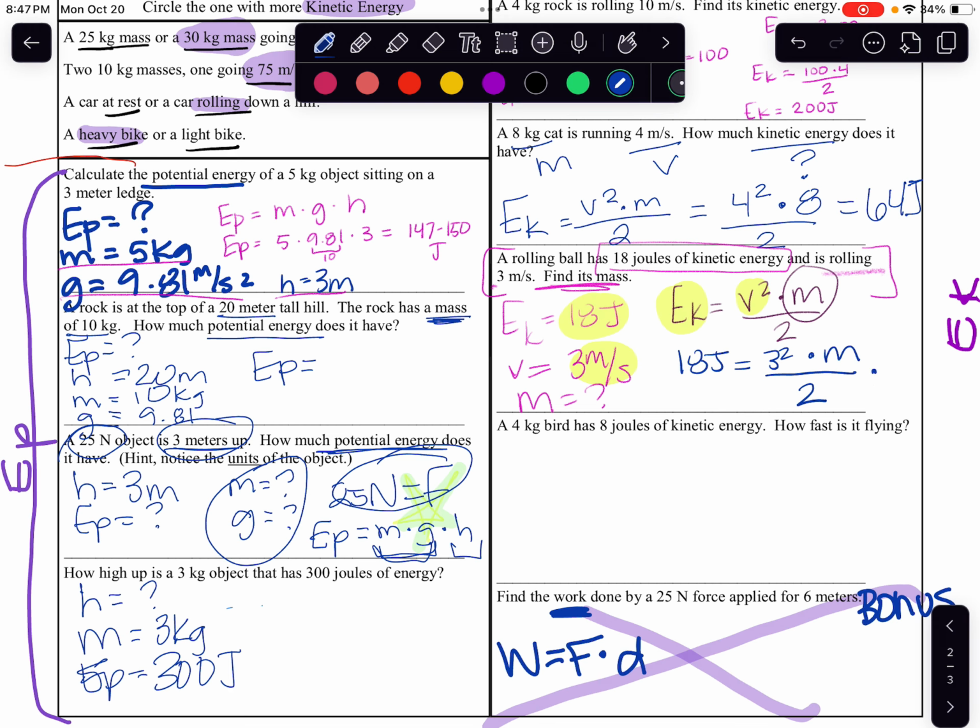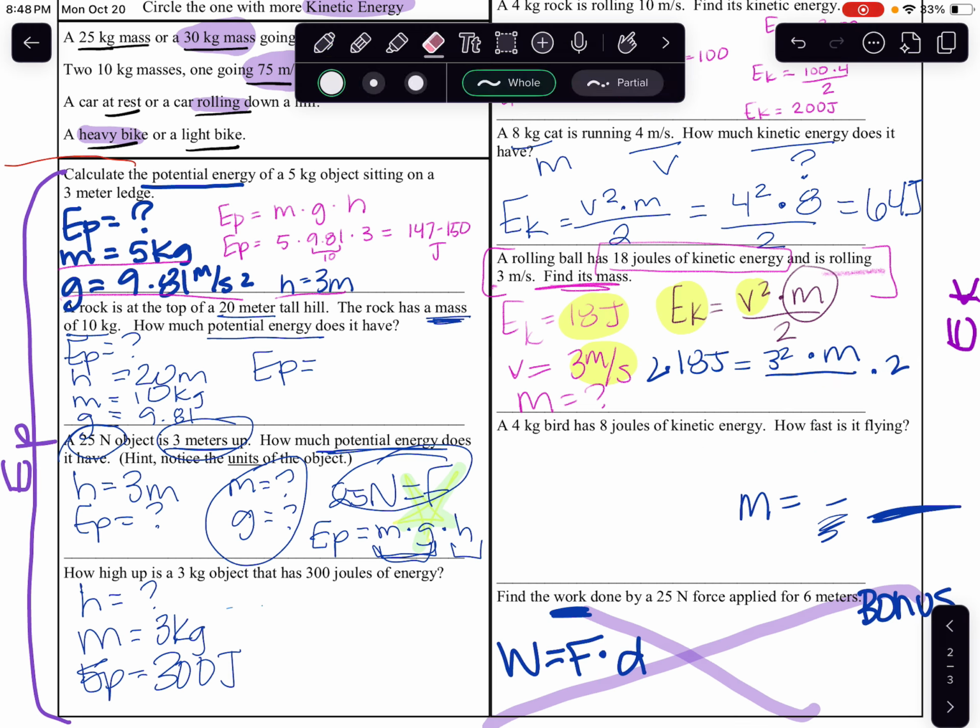And now to solve for M, multiply by 2 on both sides. So you'll get 36 equals 3 squared is 9 times M, and then divide both sides by 9. So go ahead and finish that out in your calculator. When you write your answer, you're going to say M equals whatever your number is right here. And don't forget the unit. So mass is measured in what unit? I want to check and see how you guys are doing there.